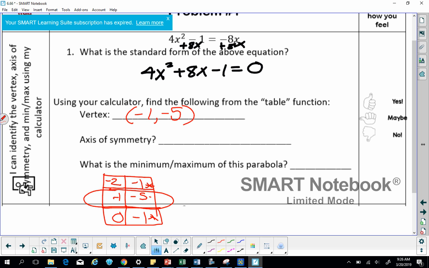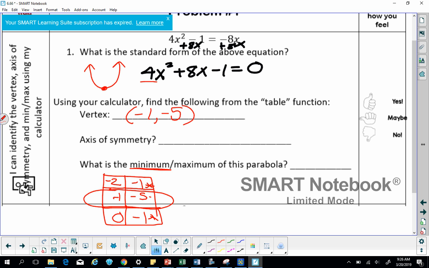Even if you were to graph that parabola, you would see that is the lowest y value it goes. So would this be a minimum or a maximum if it's the lowest point it goes? Minimum. I could also know because I know this is positive, and so positive has a min. So I know it's going to be a min.